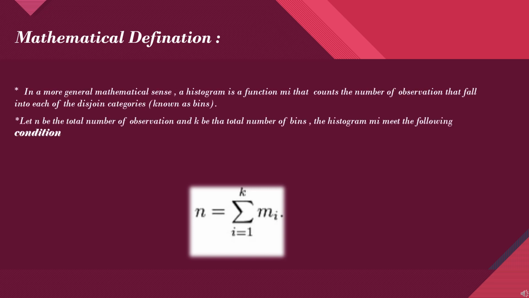Mathematical definition. In a more general mathematical sense, a histogram is a function that counts the number of observations that fall into each of the disjoint categories, known as bins. Let n be the total number of observations and k be the total number of bins. The histogram may meet the following condition.